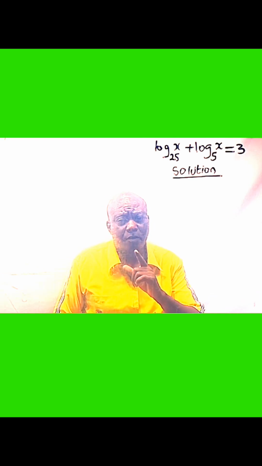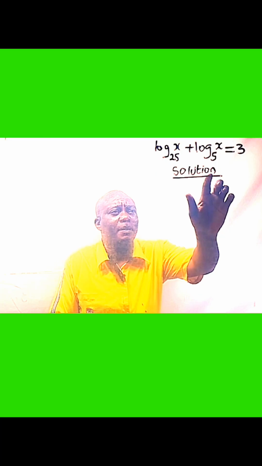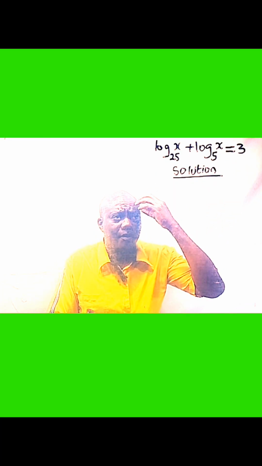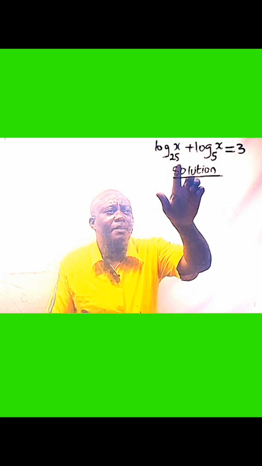Find the value of x here. But we have a problem because they have different bases. So let's think of something we can do to make this base and this base equal, then we can solve. So now let's see it.